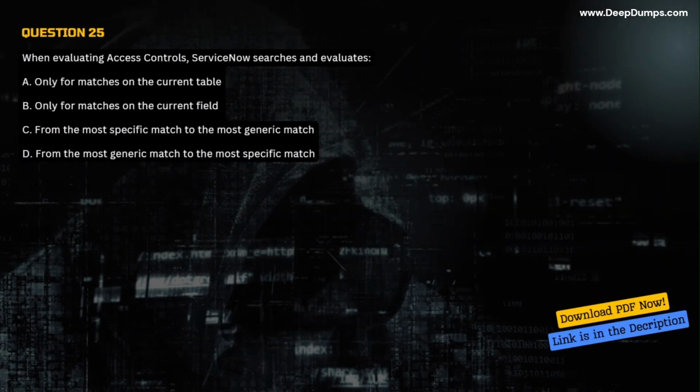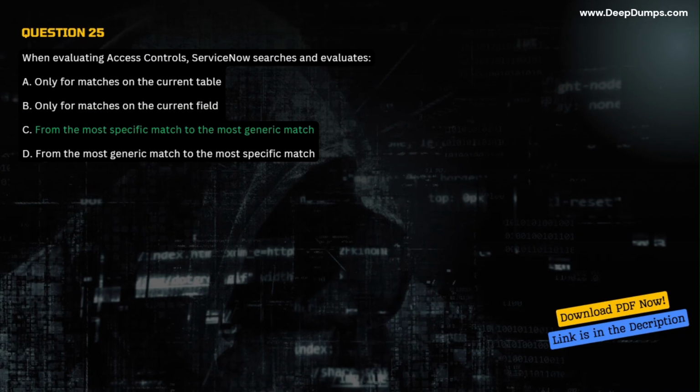Question 25. When evaluating access controls, ServiceNow searches and evaluates A. Only for matches on the current table. B. Only for matches on the current field. C. From the most specific match to the most generic match. D. From the most generic match to the most specific match.